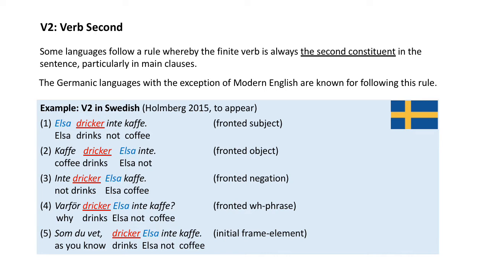Here, the examples show that in Swedish, it doesn't matter whether the initial constituent is the subject, the object, the negation particle, a WH phrase, or a frame element. The finite verb always comes second. And the examples also show that in the unmarked case, the subject precedes the finite verb in Swedish, as in the first sentence, but when another constituent is fronted, the order of the subject and the verb is inverted, as in all the other examples.